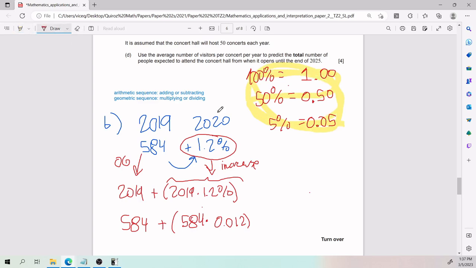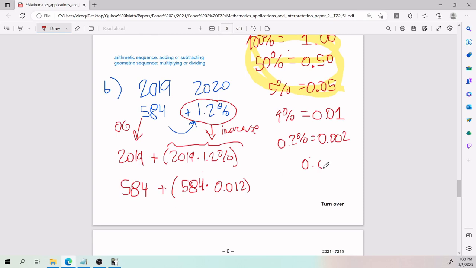Okay? And so this 1.2, we're going to notice, for example, 1%, you can already tell it's going to be at 0.01. And if you want to do 0.2%, you're going to quickly identify it at 0.002. Well, you combine both, you end up with 0.012. See? Which is the same guy from here. All right, that's my intuition from percent to decimal.